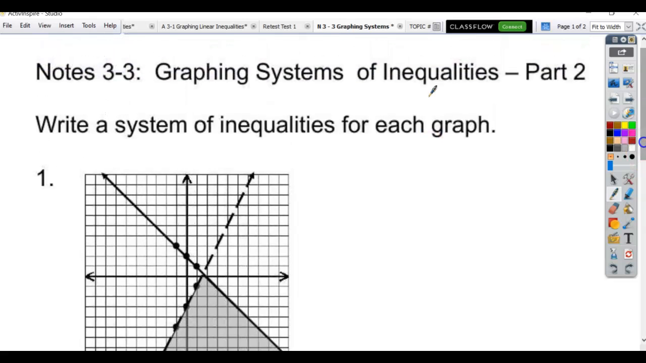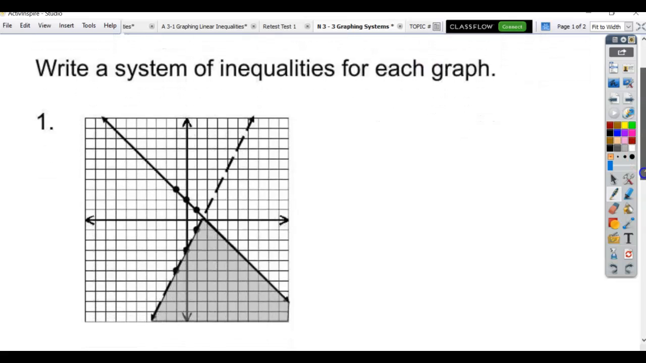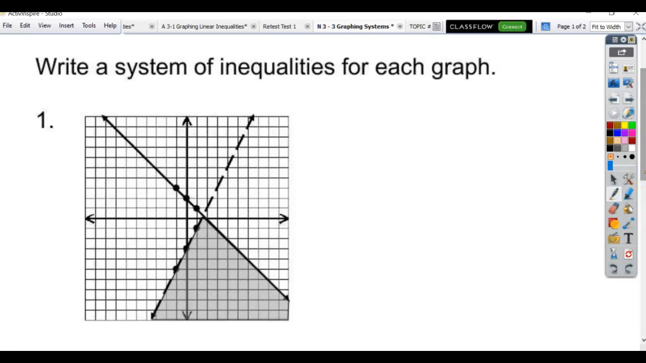Okay, today what we're going to be doing is looking at systems of inequalities. This is the way you're probably going to be tested. They're either going to give you equations or inequalities and expect you to tell them what the equations are, or they're going to give you equations and you're supposed to match the graphs. Okay, so we've got to come up with two inequalities.